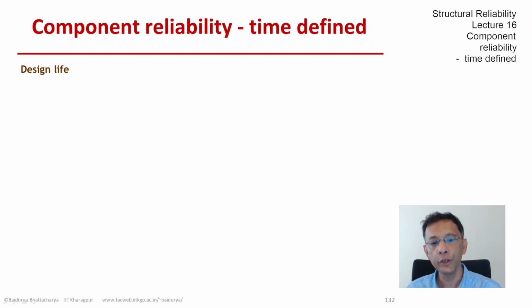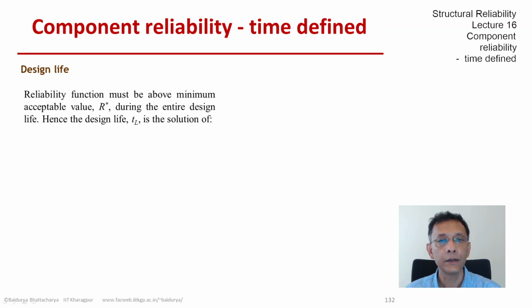Now, how can we use the reliability function or the hazard function in taking decisions regarding the design life of the item in question? We have done one or two examples with this sort of question. So let's now formalize that.